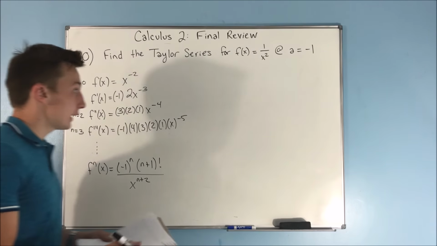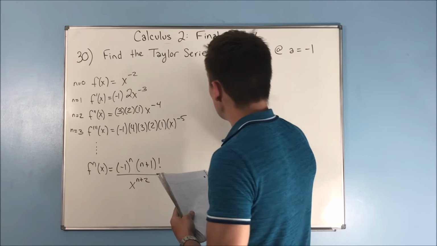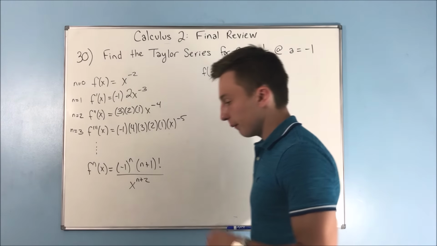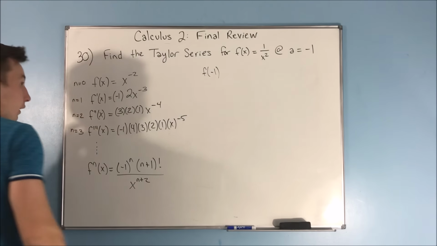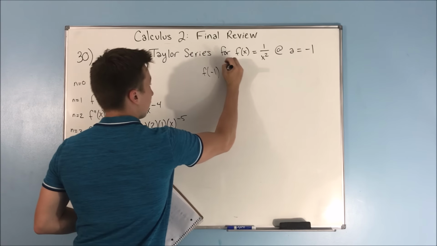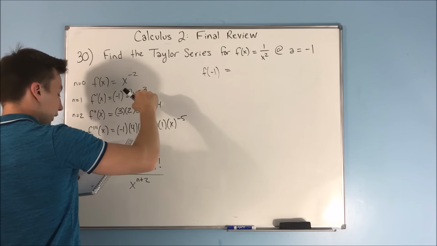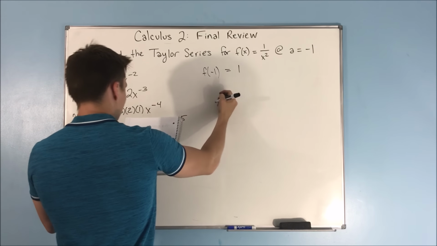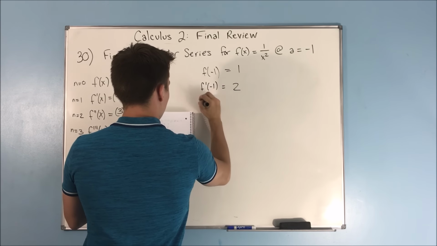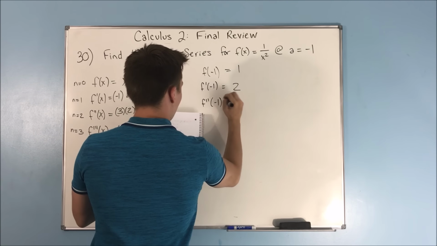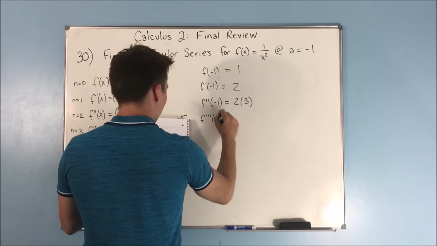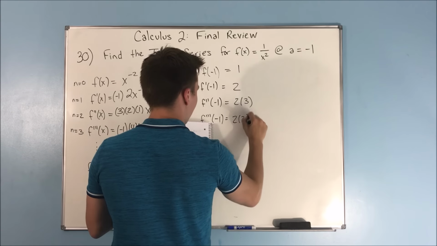Now the second step, step number 2, is to plug in x equals a. So plug in a for x, and our a is negative 1, as it says in the problem. So f of negative 1 is going to just equal 1. F prime of negative 1 will equal 2. F double prime of negative 1 will equal 2 times 3. F triple prime of negative 1 will equal 2 times 3 times 4.